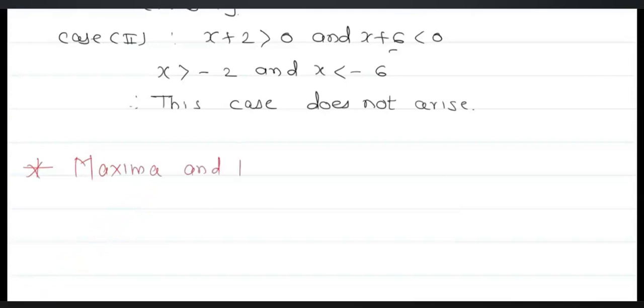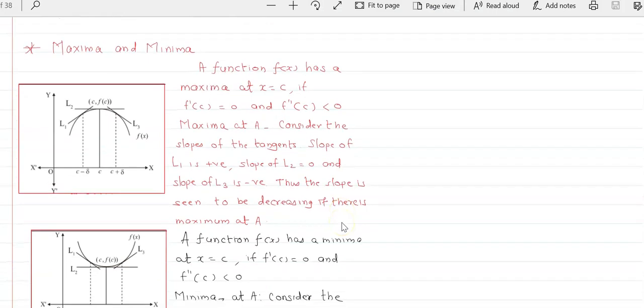Now the next topic is maxima and minima. A function f of x has a maxima at x is equals to c if f dash of c is equals to 0 and f double dash of c is less than 0. Maxima at A, consider the slope of the tangents. Now see this line, this is the curve. The slope of tangent L1 is positive. The slope of L2 is zero because it is parallel to the x-axis. And L3 makes an obtuse angle with the positive direction of the x-axis, and its slope is negative.